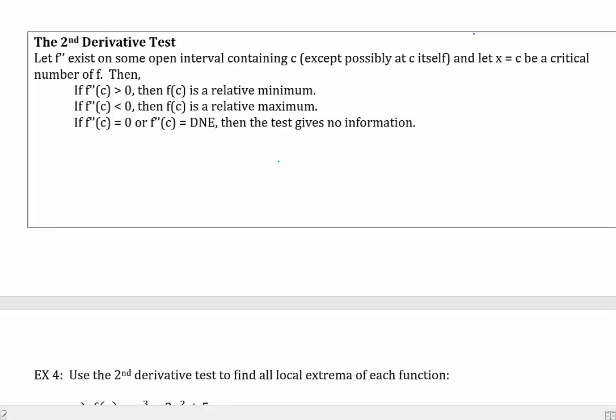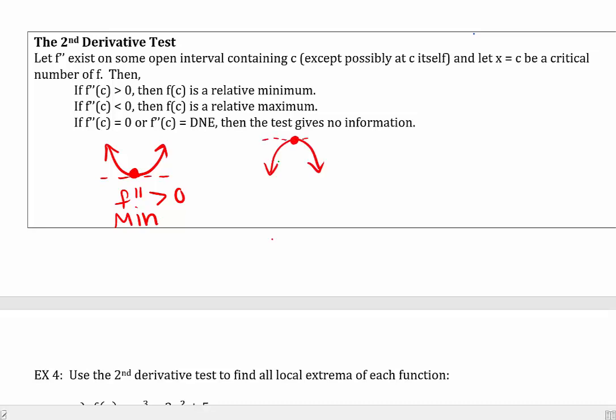Now, the second derivative can also be used to test if a critical point, a place where the first derivative is 0 or undefined, is a maximum or a minimum. So let's say you find a critical point, a place where f prime is 0. If at that critical point the function is concave up, or the second derivative is positive, then that critical point has to be a minimum. I can see that if I just draw a picture.